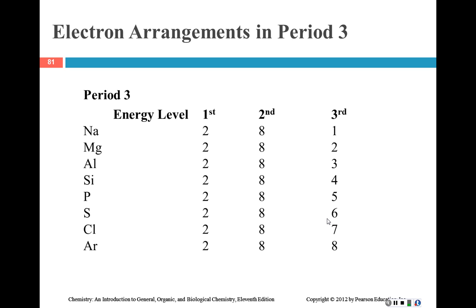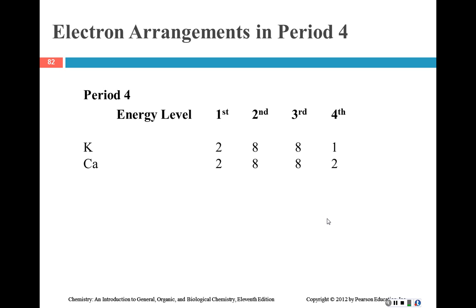Period 3, same pattern. You're going to get 2, 8, and then you start filling the third energy level until you get up to 8. So you can actually count across. I hope you're looking at your periodic table as I'm talking, in your book or whatever, because you can follow along as you see that it's filling, and it just adds as you go across that periodic table. And then finally, period 4, we're only going to look at potassium and calcium for purposes of this class, and you can fill those as you get into the fourth energy level.